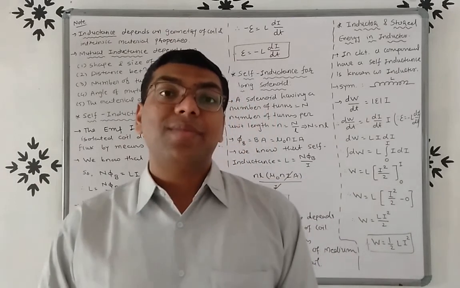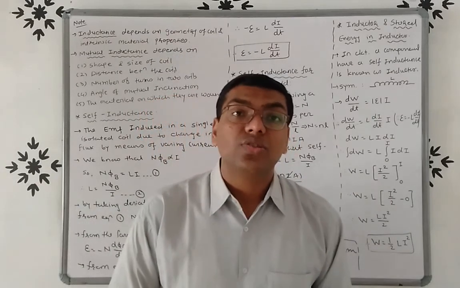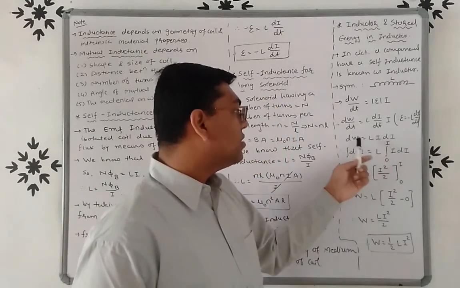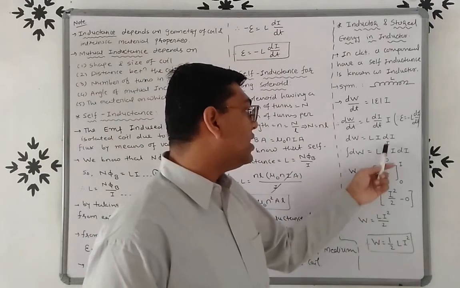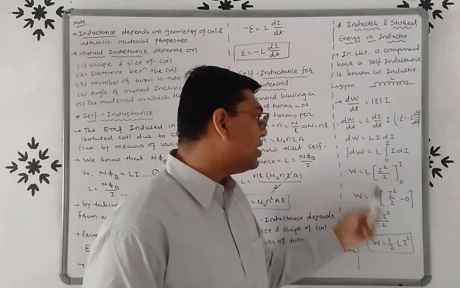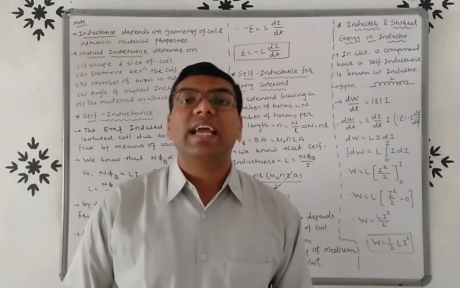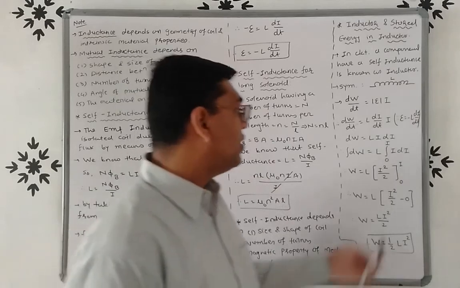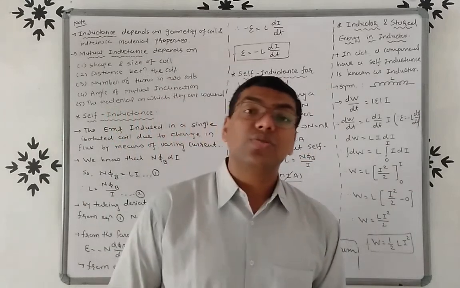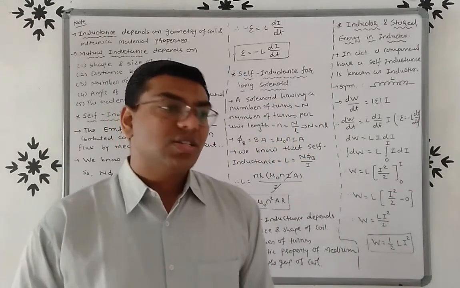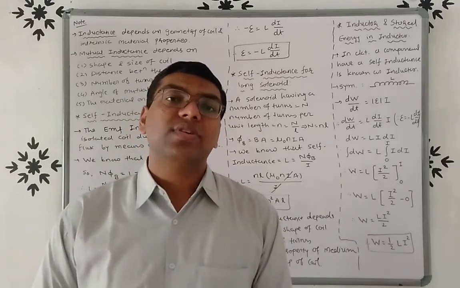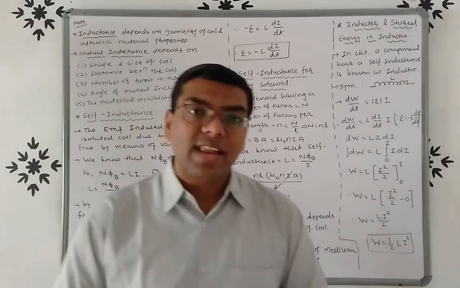Now we have to establish the total current capital I, so to find the total work we take the integration of this equation. Integration of dW equals L constant, integration from 0 to I of I di. That is equal to I square by 2, lower limit 0, upper limit I. So we get W equals 1 by 2 L I square. So the equation of stored energy in an inductor is 1 by 2 L I square, right?